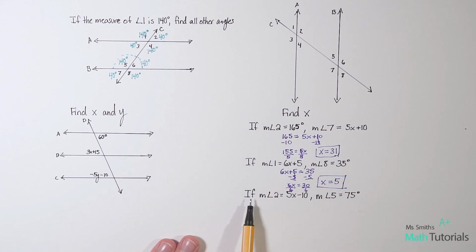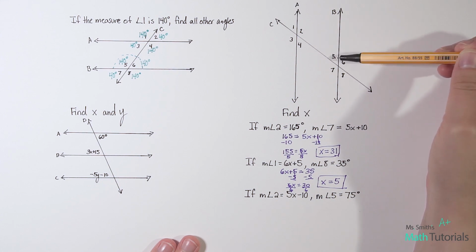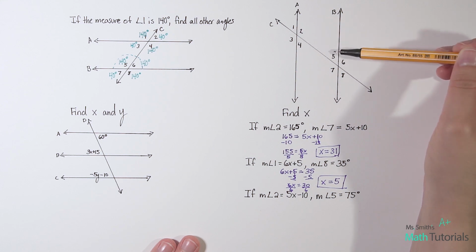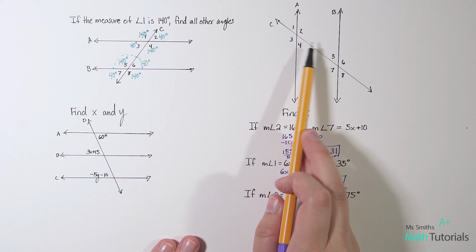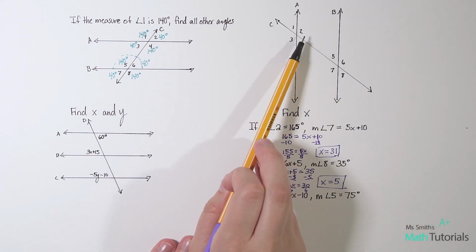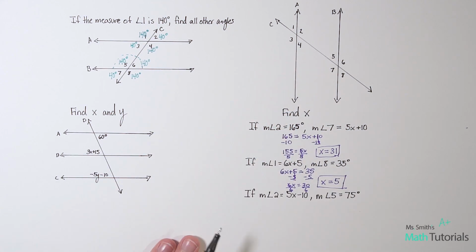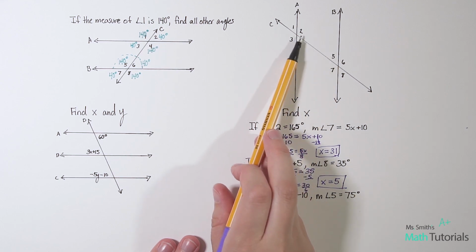Let's try this last one. If the measure of angle 2, so we're right here at angle 2, measure of angle 2 is 5x minus 10, and the measure of angle 5 is 75. Okay, so what's the relationship between angle 2 and angle 5? Well, I see they're both on the inside of the parallel lines, and they're on the same side of the transversal. So I've got to think back. Those are consecutive interior angles. They're right beside each other, and they're both on the inside.